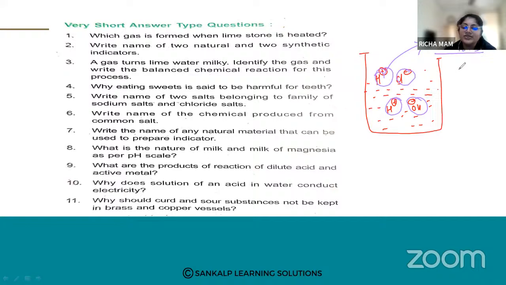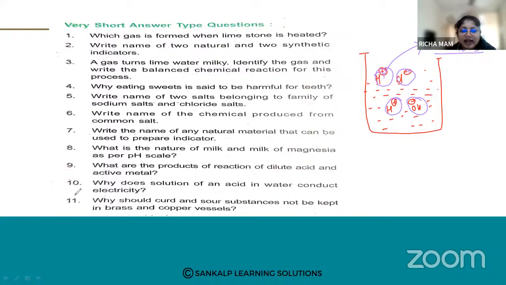So due to the presence of ions, it conducts electricity. So remember that. Why? Due to the presence of H plus ions. Okay, fine. Let us go for the next one.